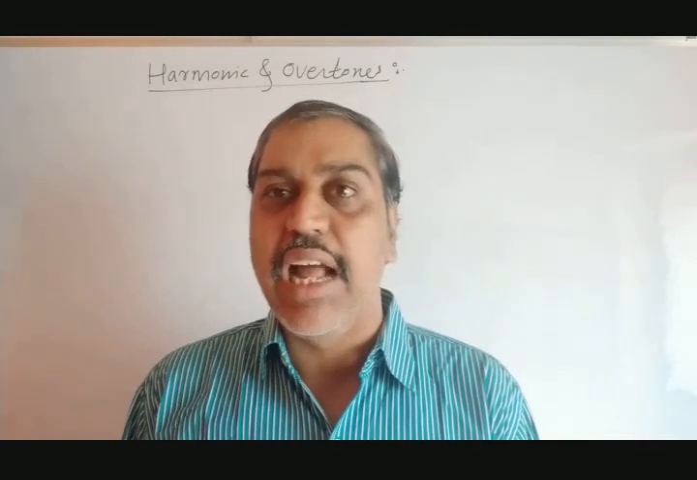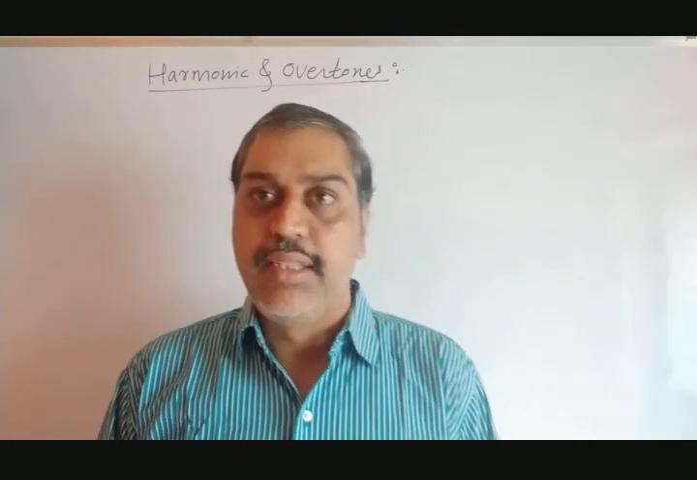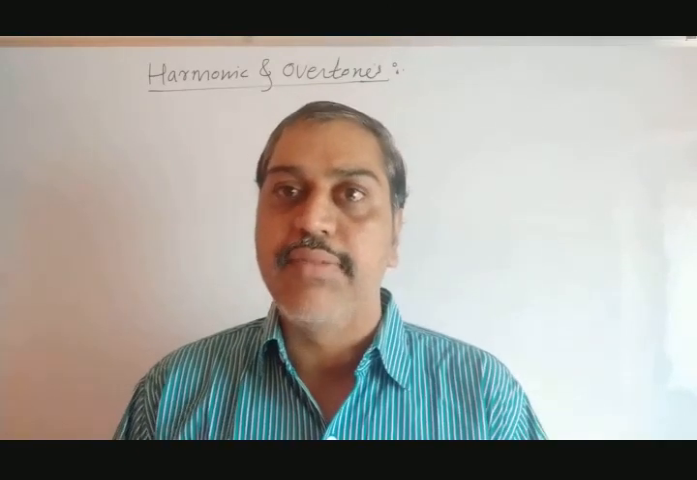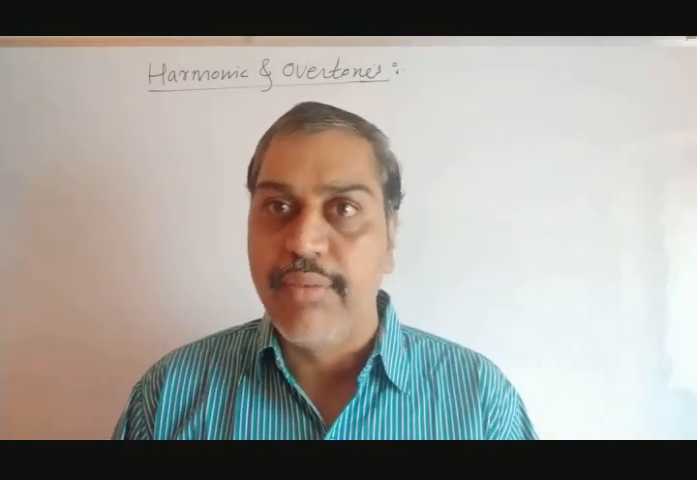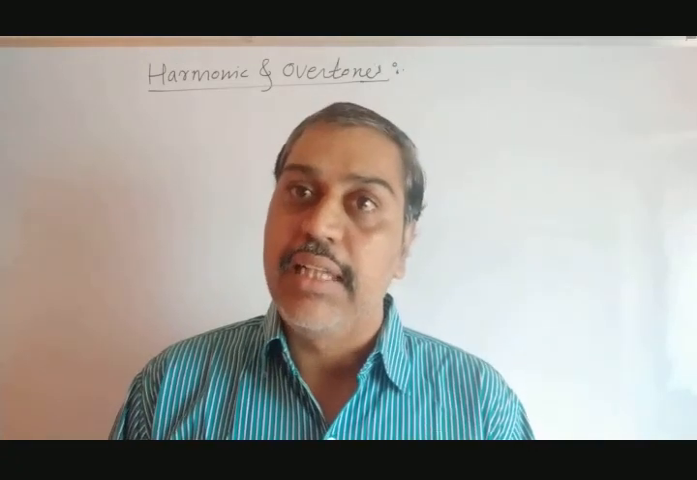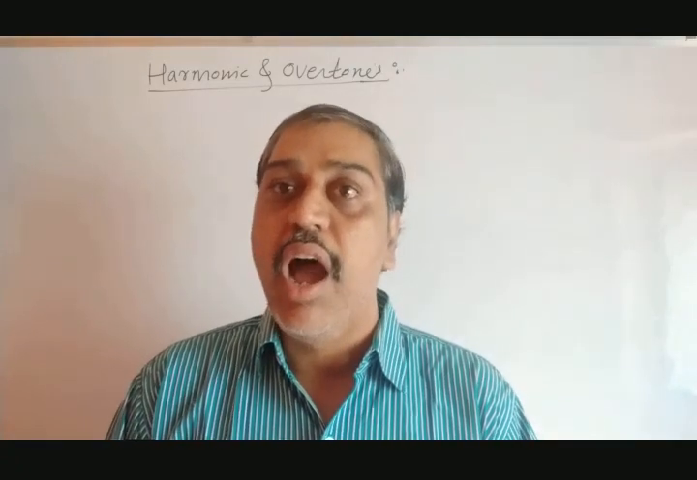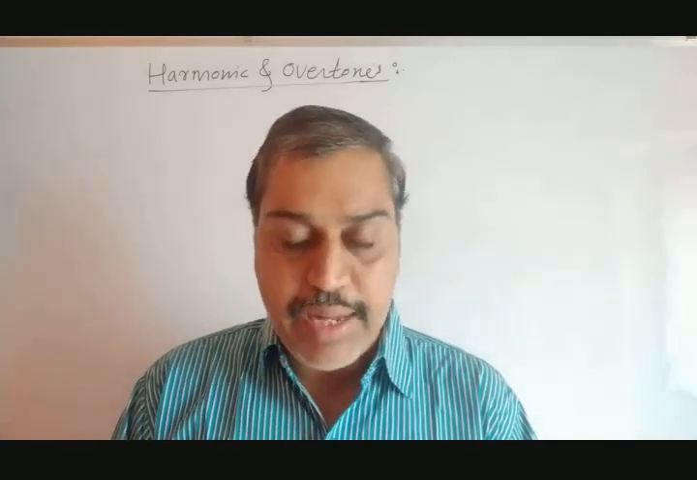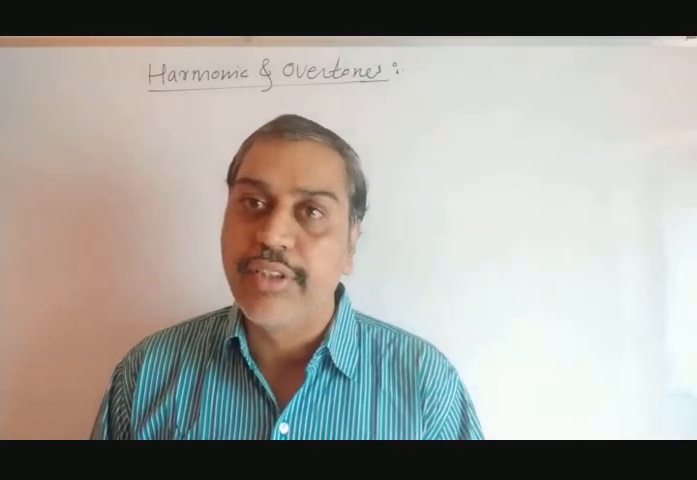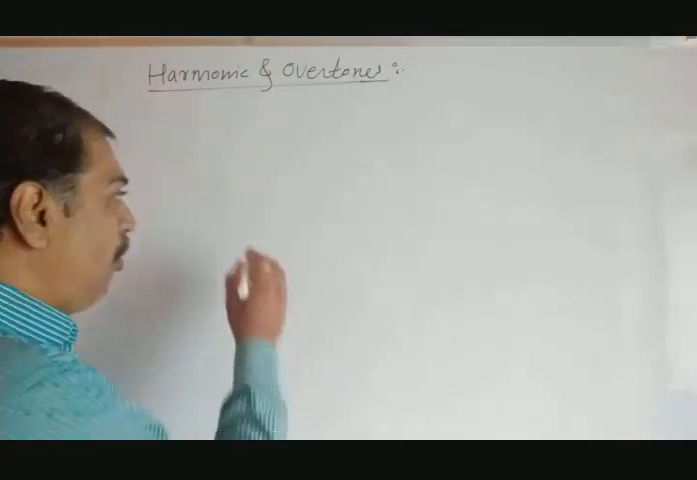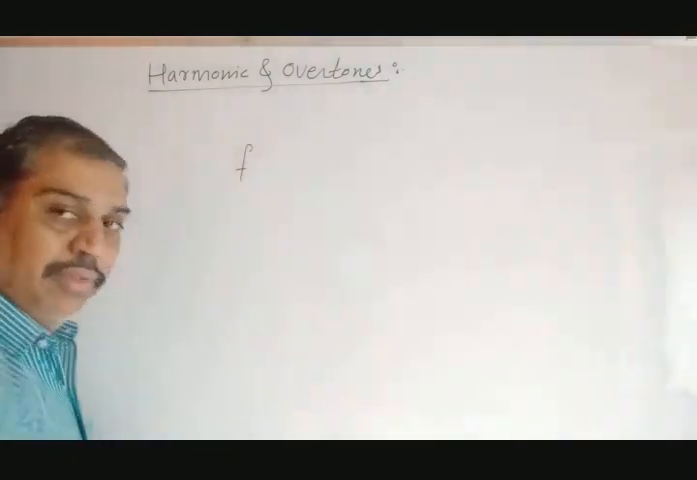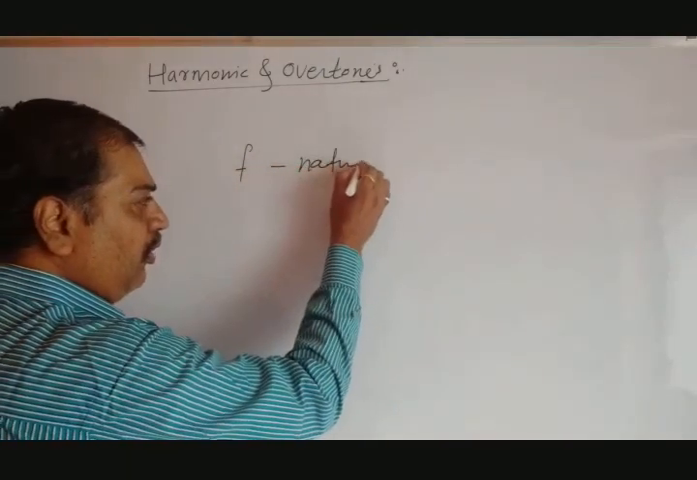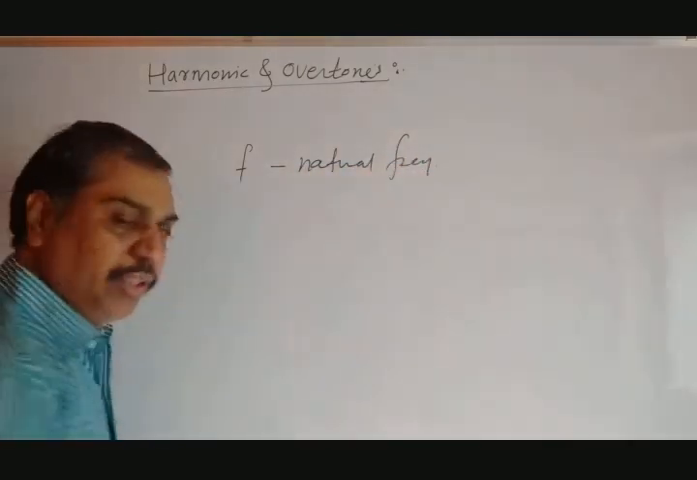So what exactly are harmonics and overtone that we have to see? These are the words they have used for frequencies. Suppose any body is vibrating or oscillating with its own natural frequency, then that natural frequency is said to be the first harmonic. The natural frequency of vibration of any body is said to be the first harmonic. Let us suppose the body is vibrating with the frequency F, and this F is the natural frequency of vibration of the body.